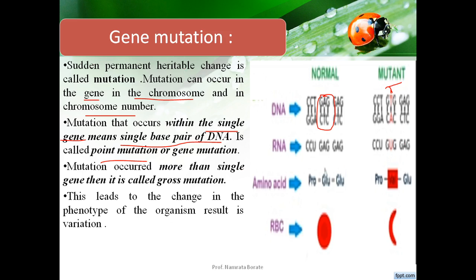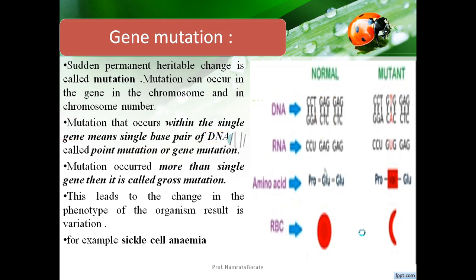The mutation which occurs in more than a single gene is called a gross mutation. This leads to a change in the phenotype of the organism. The result is variation. An example of this variation is sickle cell anemia. Whenever there is a change in a single nitrogen base pair, there is a change in the amino acid, and if the amino acid is changed, the normal RBC changes into a sickle cell RBC, which is called sickle cell anemia.